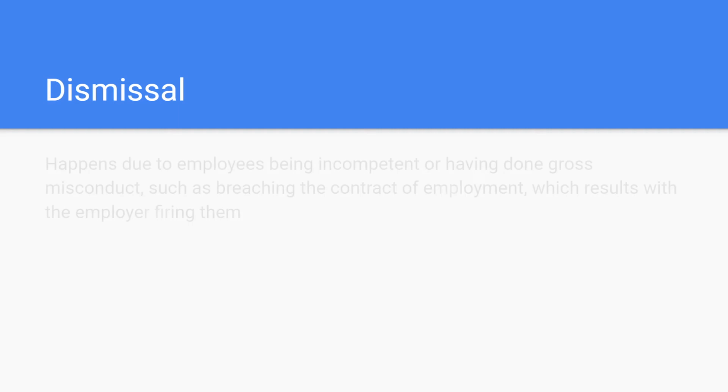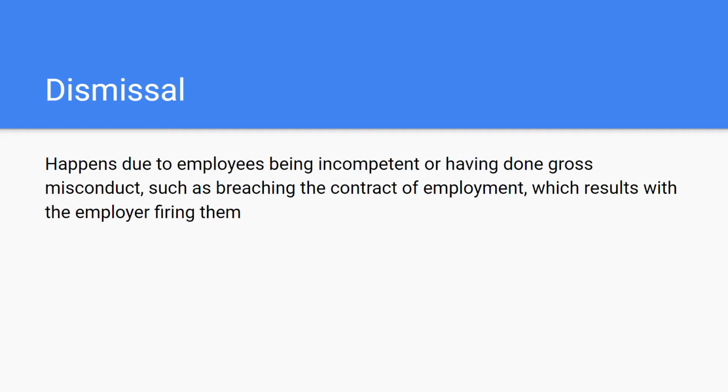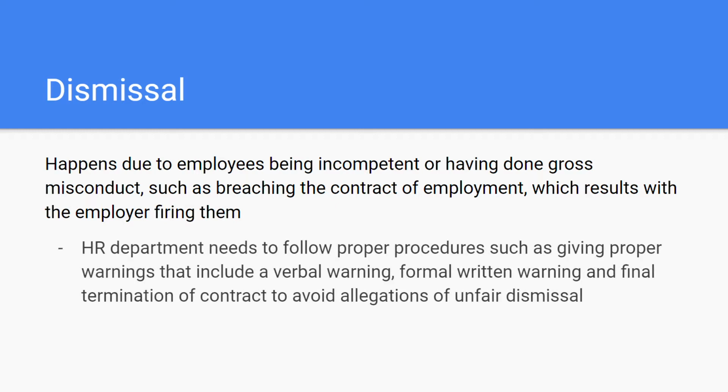So what's a dismissal? Dismissals happen due to employees being incompetent or having done gross misconduct, such as breaching the contract of employment, which results in the employer firing them. So this is the typical movie scene where an employee does something completely wrong and they get fired. But in real life, it's of course way more complex than that, and businesses have to be really careful with how they fire or dismiss these employees.